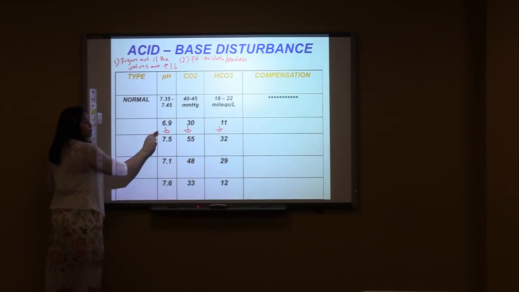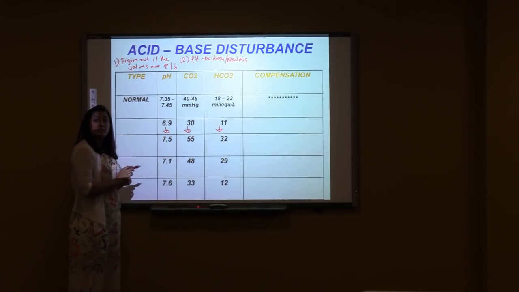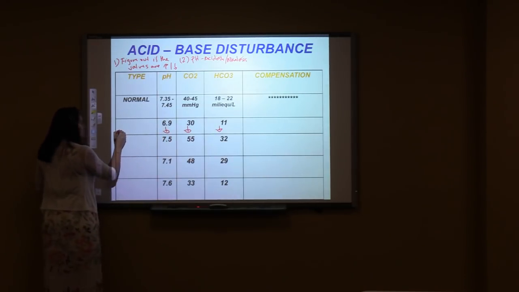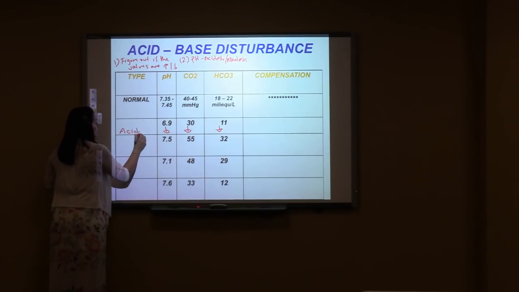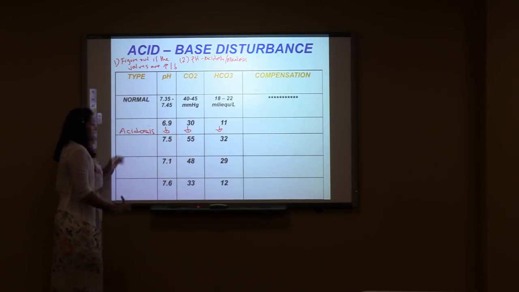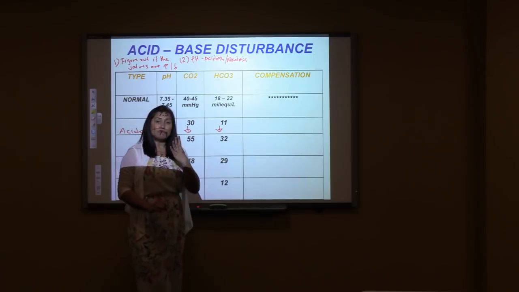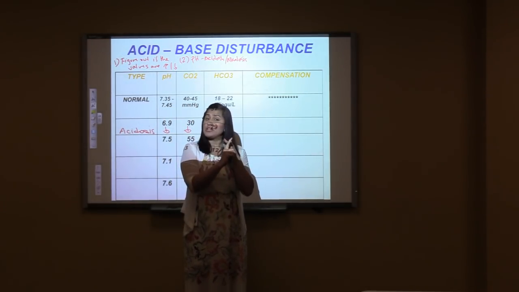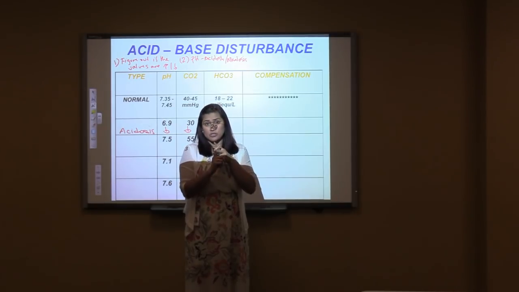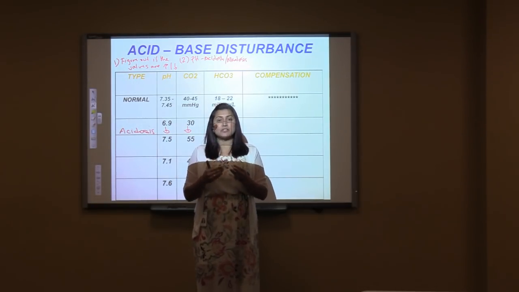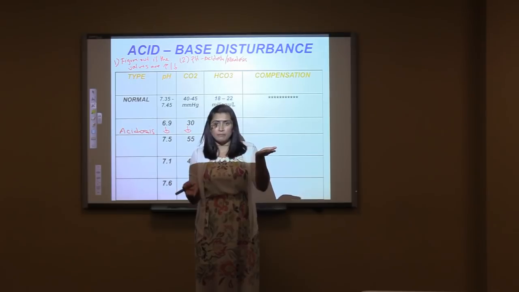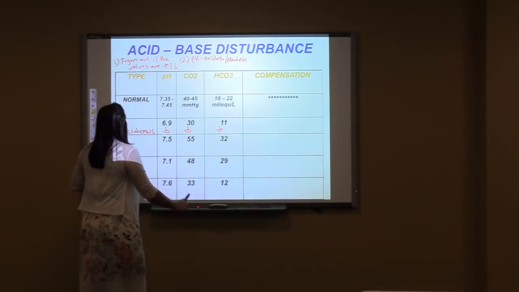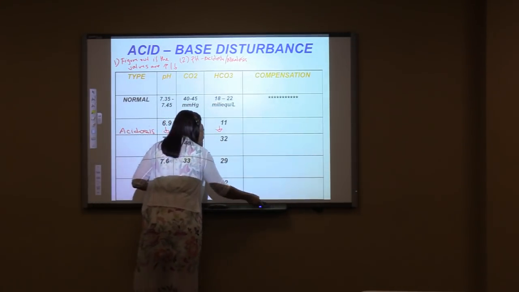For example, this one. This is 6.9. The pH is decreased, meaning you're in acidosis. Now, because you have figured that out, of the 4 you have eliminated 2. The only thing you're left with is respiratory acidosis or metabolic acidosis. Okay? So now the next step is you have to figure out if it's respiratory or metabolic. How do you do that?